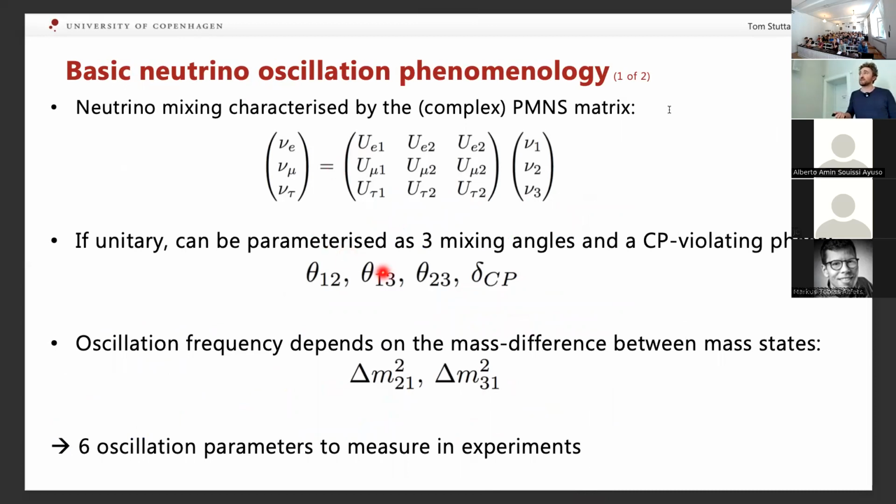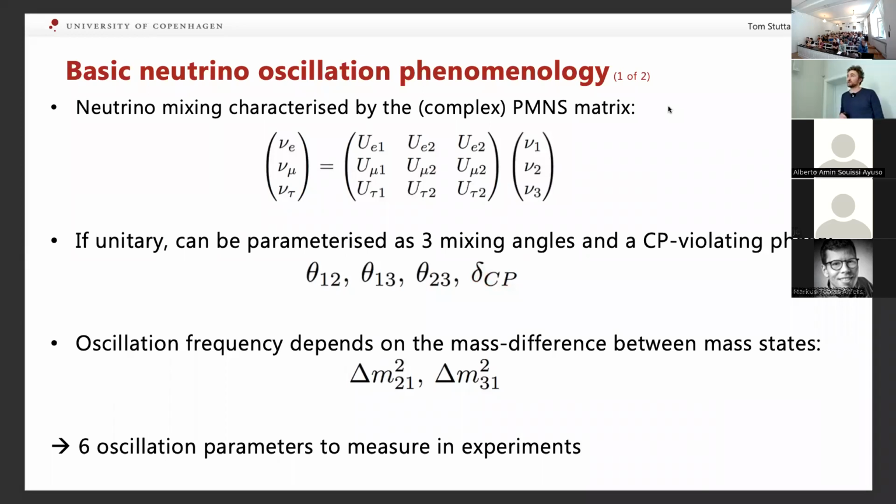I also already mentioned that neutrino flavors are mixed compared to the mass states here, and this mixing is characterized by a complex matrix, which is called the PMNS matrix. Now, if this matrix is unitary, which basically is the same thing as saying that it has a total probability of 1, or there are no additional neutrino states, then you can parameterize this matrix as 3 angles, typically called theta 12, 13, and 23, and a single complex phase here.